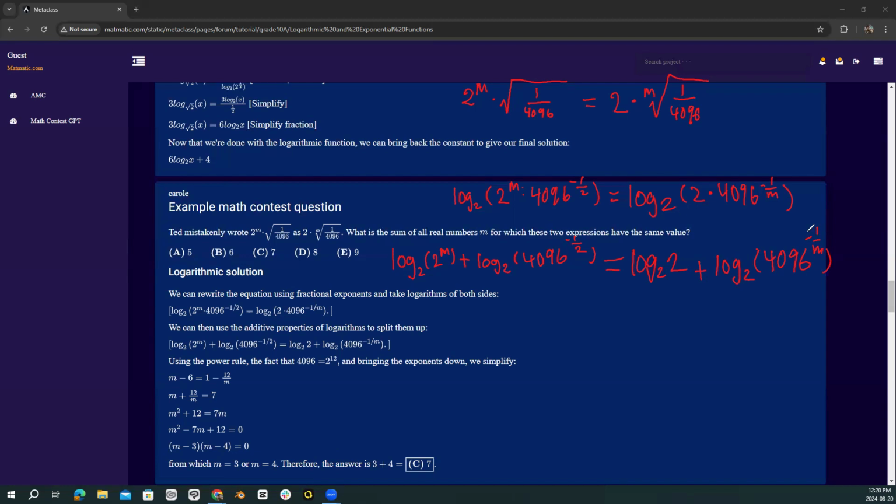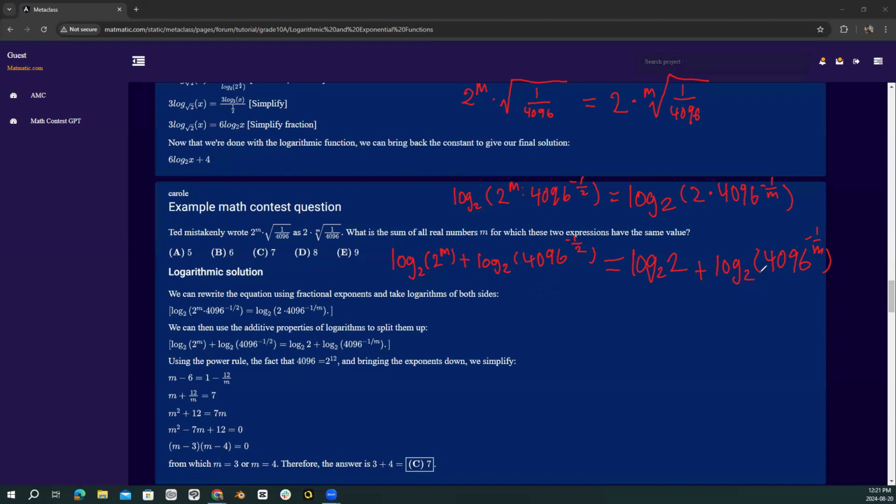Okay, so now that we've separated both of our expressions with the stuff inside of the brackets, we can start simplifying now. We can convert 4096 into exponential form first. And 4096 in exponential form is 2 to the power of 12. So this will become 2 to the power of 12, and this also 2 to the power of 12.